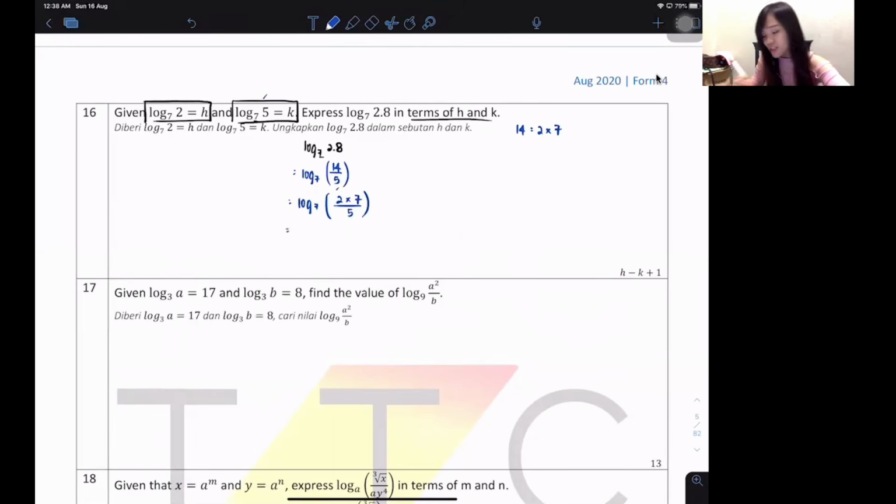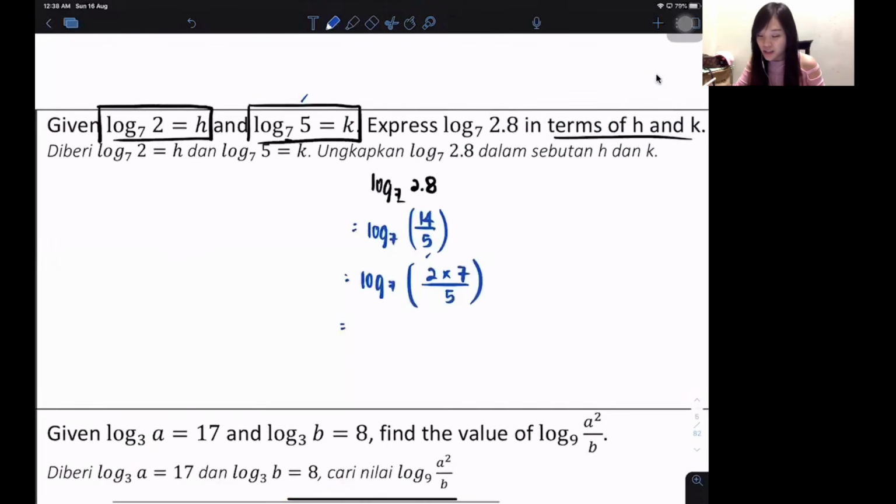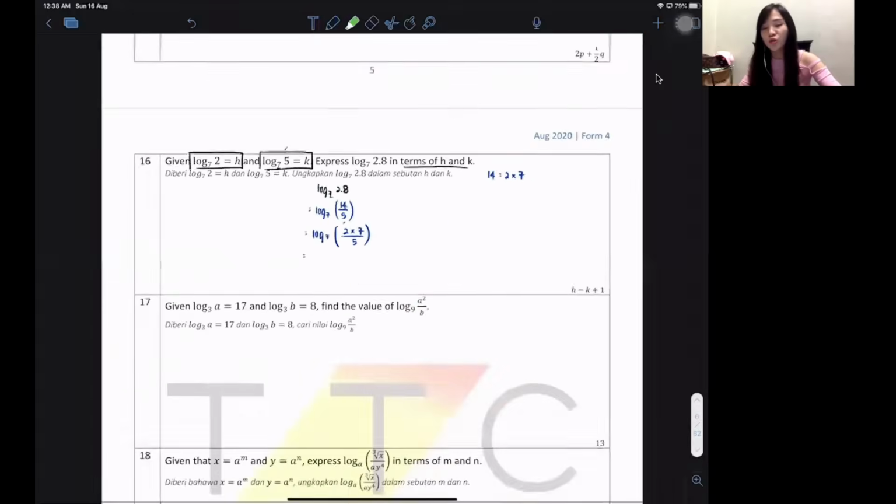Ta-da! So do you guys realize that this 2 later can sub this, and this 5 later can sub this, correct? But can I just ask you one thing? The top never gave me 7. Why can I write a 7 here? I hope you tell me because the base is 7. Log 7 of 7 is what? 1. So even though they never give me 7, I can also do it.